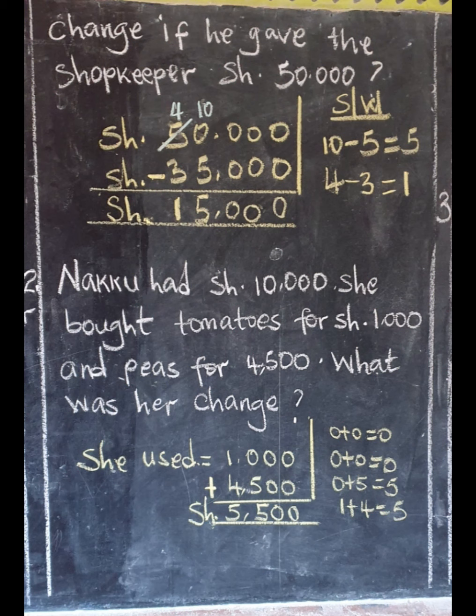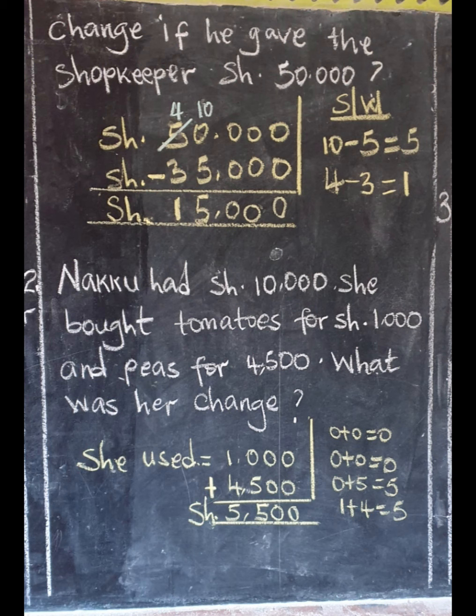Then we go to number 2, and our number 2 says, Naku had 10,000 shillings. She bought tomatoes for 1,000 shillings and peas for 4,500 shillings. What was her change? Now here, you first get what she used. You first add the money she spent. Then after getting the total of the money she spent, you take it away from the money she had.